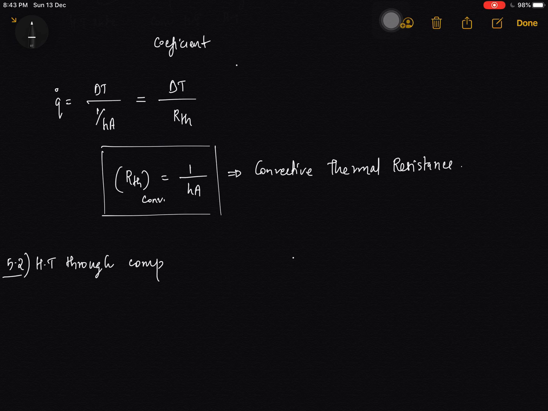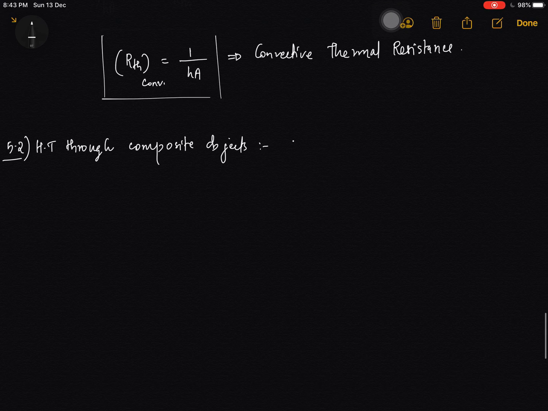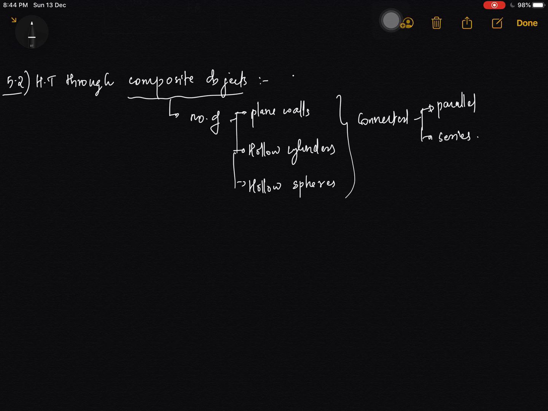Next we will be dealing with the second concept, which is called heat transfer through composite objects. In this case we will be dealing with the steps that we have to follow during the analysis of heat transfer through composite objects. Composite objects simply means a number of plane walls or hollow cylinders or hollow spheres, connected in parallel or in series combinations.